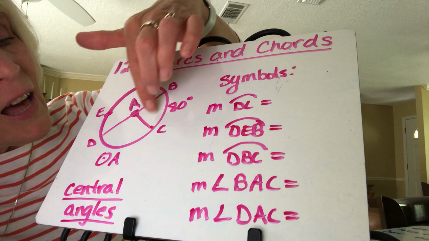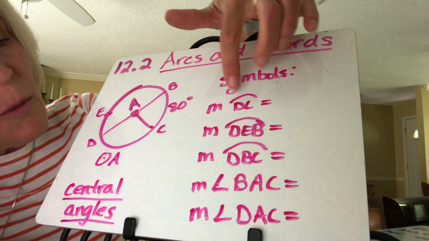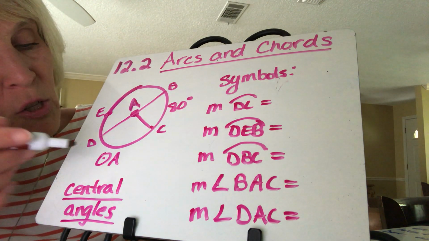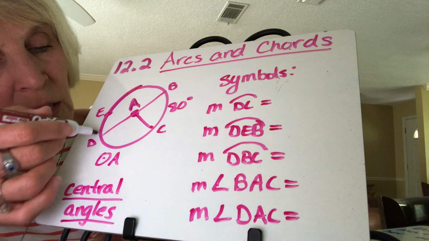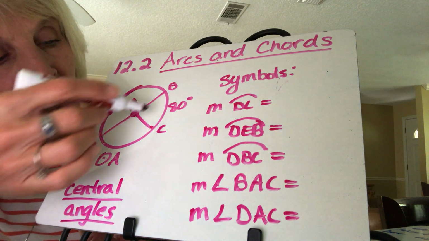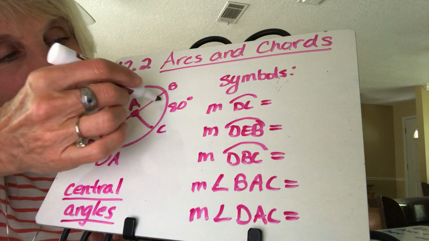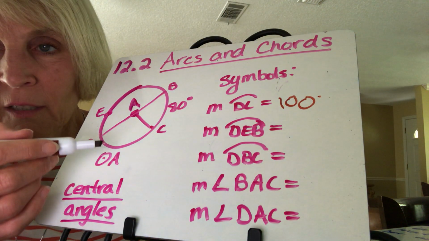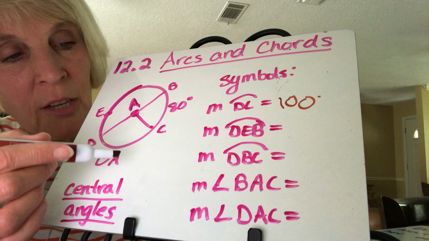So I have a lot of different arcs here. So I said the measure of arc DC, and that's how you would write it when I look for the measure of arc DC. DC would come from D to C. Well, remember the diameter makes 180 degrees, so that would just be 100 degrees. That makes sense? 80 here, 100 here.